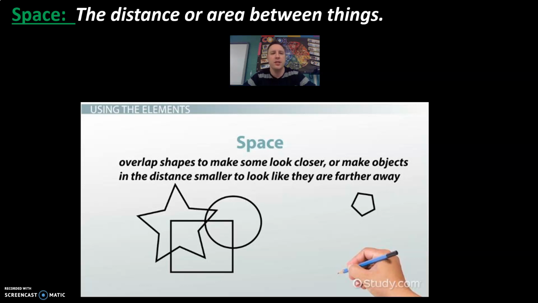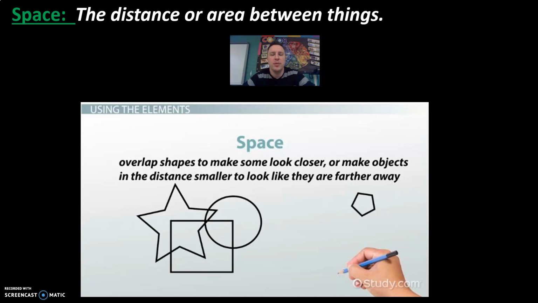So the first question is, what is space? And space is simply the distance or area between things. In the image below, you can see this pentagram, this shape here. There's a large distance between that and these three shapes on the left. Whereas the star, circle, and square, the space is very close. It's actually so close that they're overlapping. So space refers to that distance between your objects.